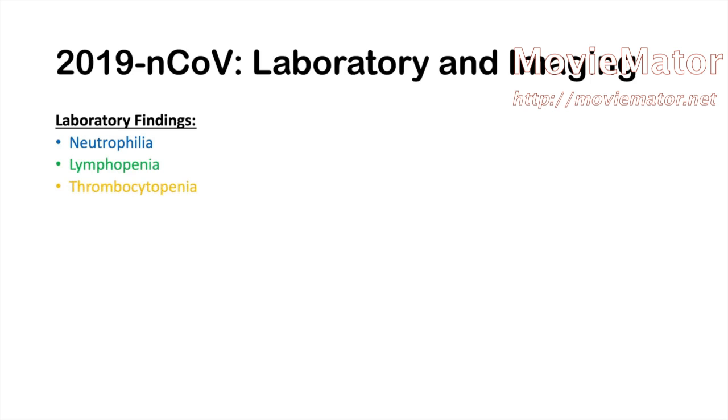So we're now going to talk about laboratory and imaging findings. Some of the laboratory findings in individuals with this virus include the following: neutrophilia, so increased neutrophil counts; lymphopenia, so decreased lymphocyte counts; thrombocytopenia; transaminitis. So transaminitis is essentially having increased ALT and AST levels. Those are enzymes in the liver. So this seems to cause a little bit of liver injury as well, and increased LDH.